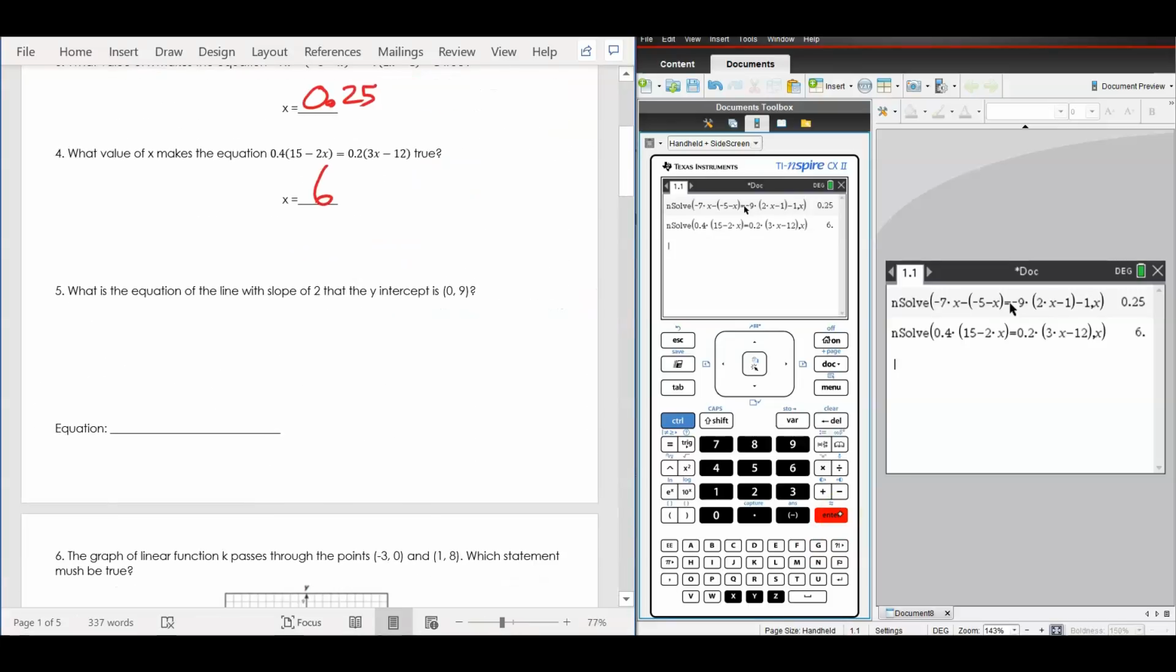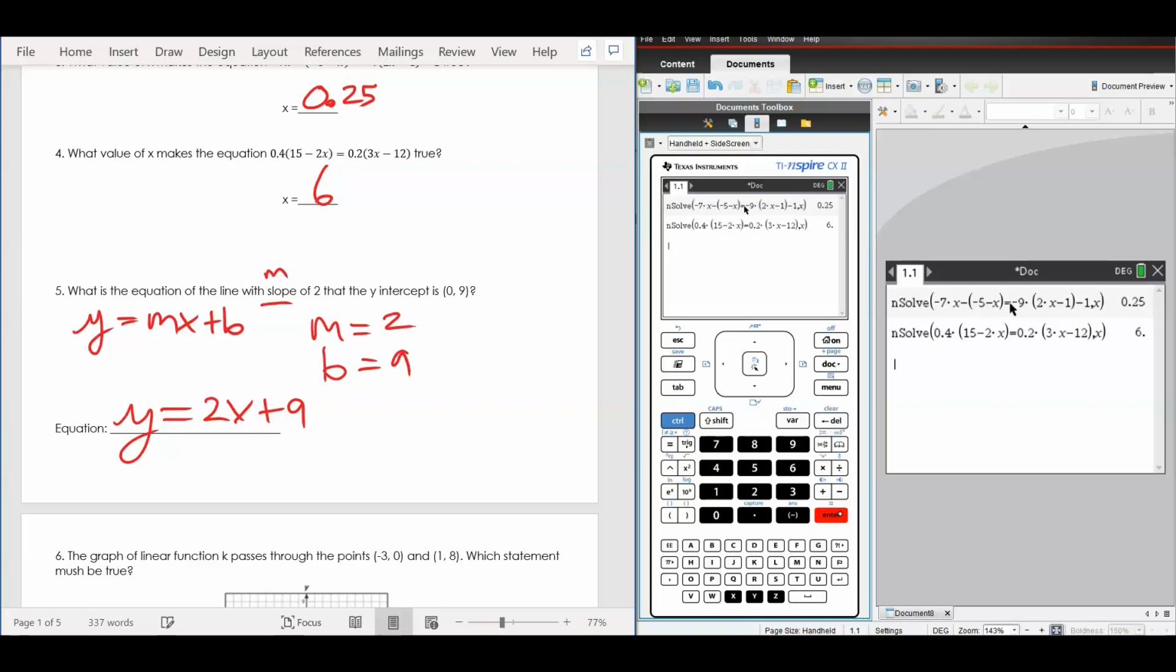The equation of the line with the slope of 2 and the y-intercept of 0.9. So m equals 2, b equals 9, y equals 2x plus 9. Remember, it's y equals mx plus b. Okay, slope is your m, y-intercept is your b.